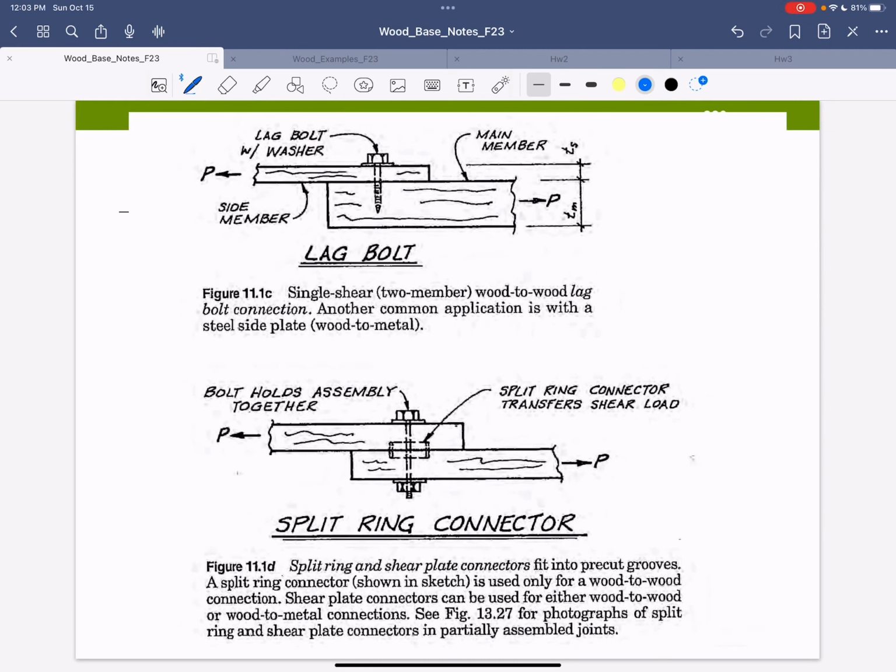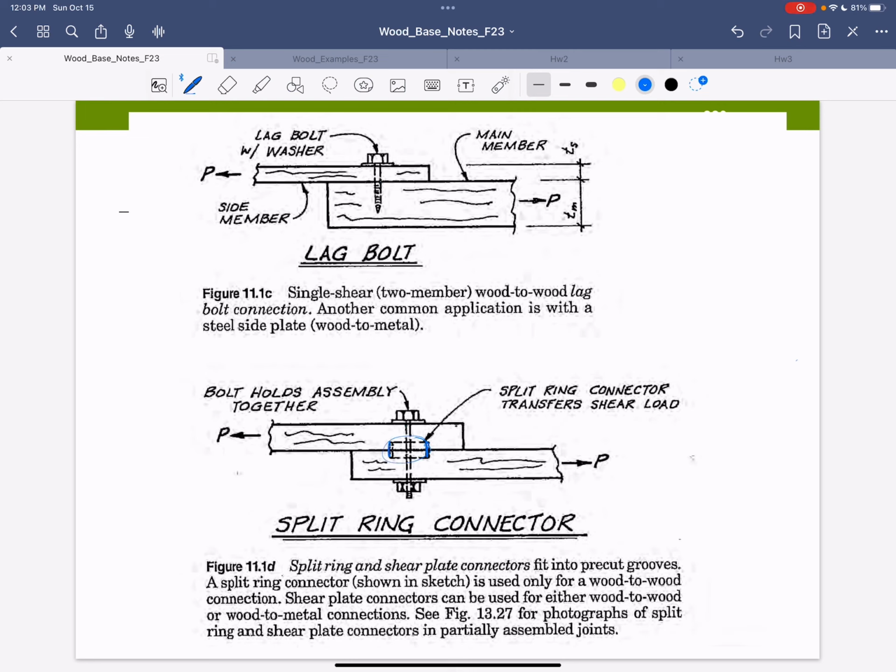Here's a lag bolt. Okay, same idea. Single, this is single two-member. Here's a split ring connector. So what happens here is this ring comes through here and that helps transfer. So instead of just having the bolt, I've got this whole shear ring that is helping me transfer this load over here, in other words, to resist the shear. Split ring, shear plate connectors that fit into pre-cut grooves. Okay, we're not going to design this one.